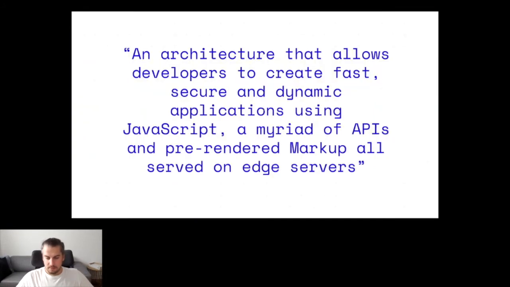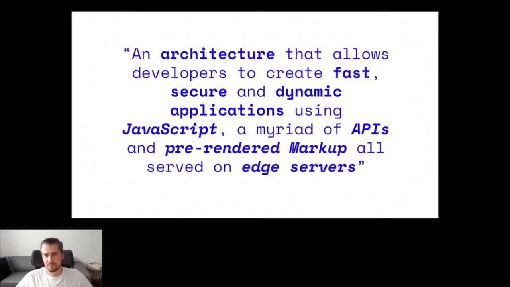So what is a Jamstack? A Jamstack is an architecture that allows developers to create fast, secure, and dynamic applications using JavaScript, a myriad of APIs, and pre-rendered markup, all served on edge servers. This is a very fancy description of what the Jamstack is, but there are a bunch of things that could be highlighted from this particular statement.